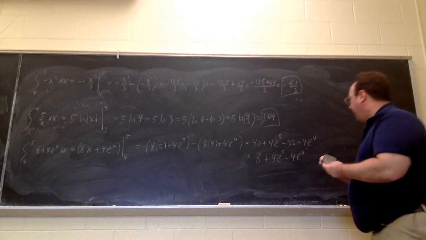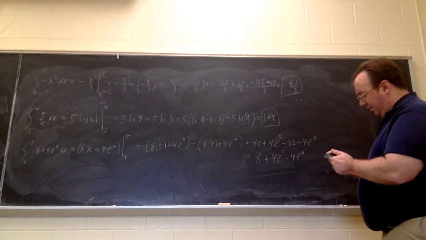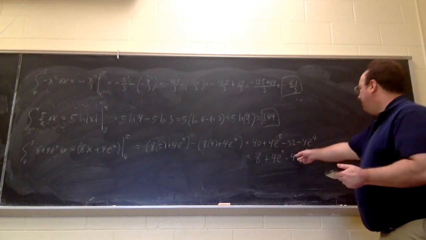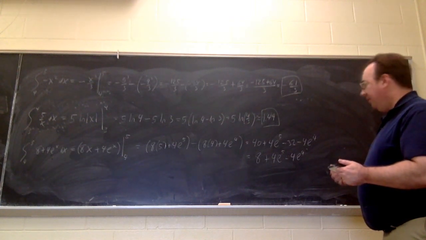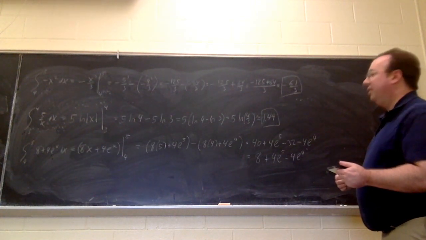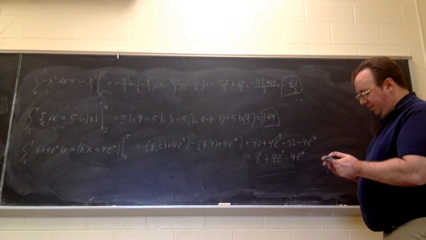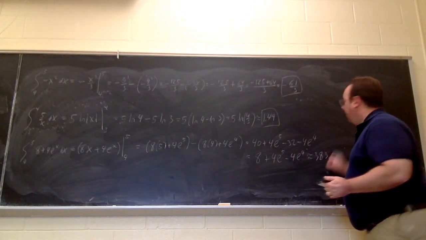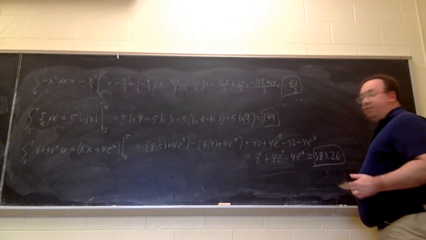Actually, I think my calculator didn't handle that quite right. So I instead factored the 4 out and evaluated e to the 5th minus e to the 4th, and that worked better. Then I just add on 8 to the result, and to 2 decimal places I get 383.26. That's my final answer for that one.